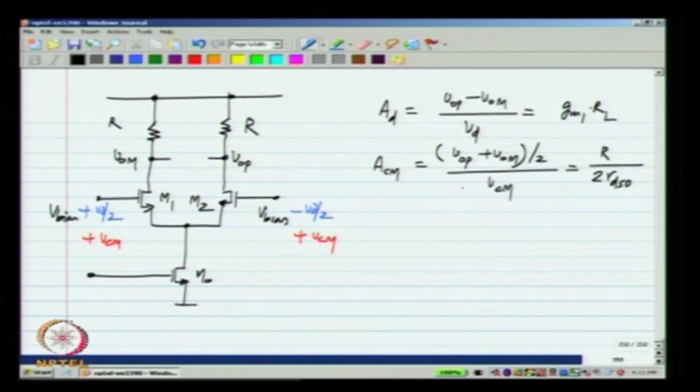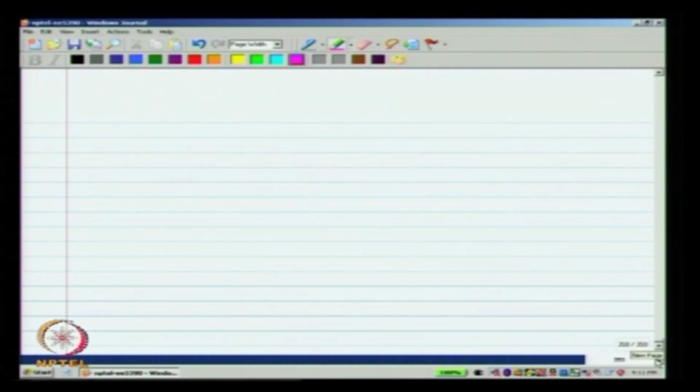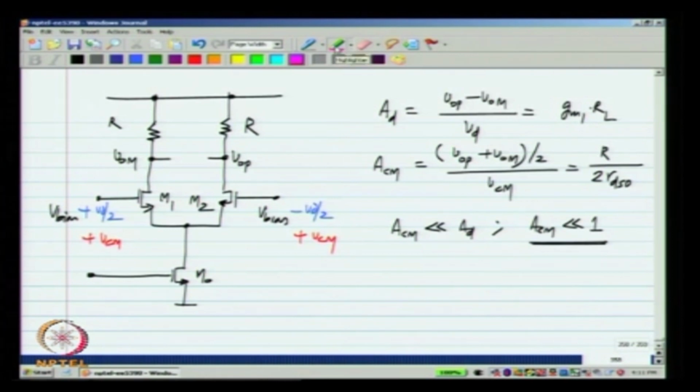The important point here is that ACM is much less than AD, and also ACM is much less than 1, it is required as well. Usually it is not enough to have it be much smaller than AD, you also need it to be much smaller than 1. We have already said that this differential pair is the differential version of a common source amplifier, and that is reflected in the gain as well.